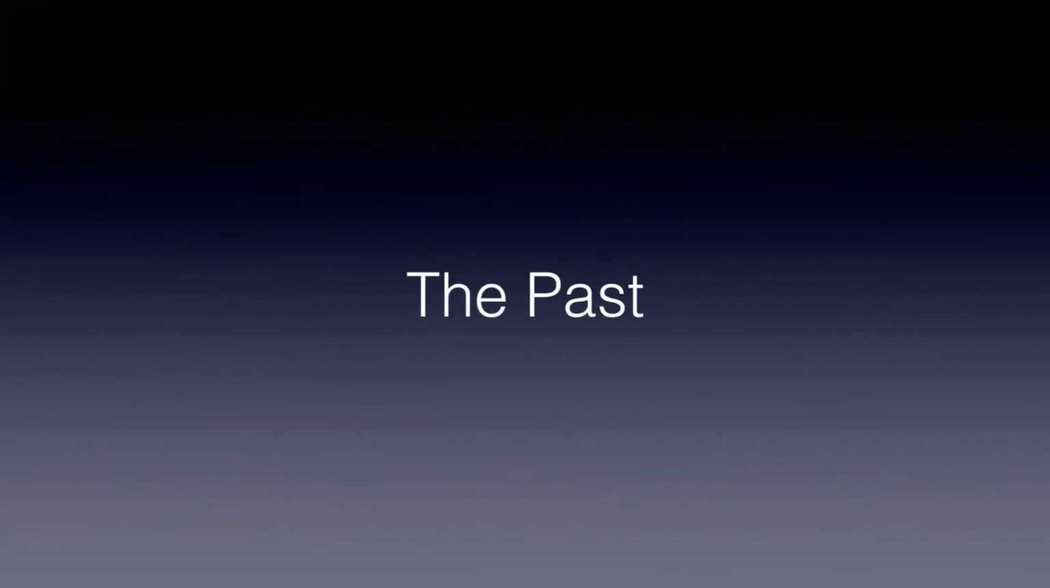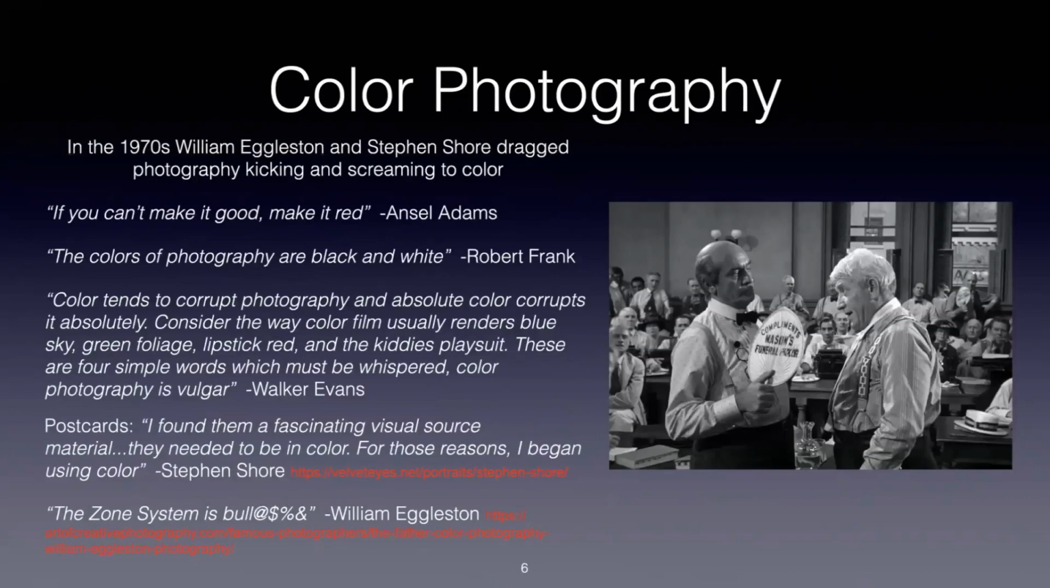We're going to talk a little about the history. When color came along in the mid-century, there was a huge fight over it. The people responsible for launching it really in photography are William Eggleston and Stephen Shore. The existing photographers of the day didn't like it. Ansel Adams said, if you can't make it good, make it red. Robert Frank said the colors of photography are black and white. Walker Evans said it was vulgar. Stephen Shore said he liked postcards, and that's one of the reasons that attracted him to using it. And then William Eggleston always had a fight with Ansel Adams and said the zone system was BS.